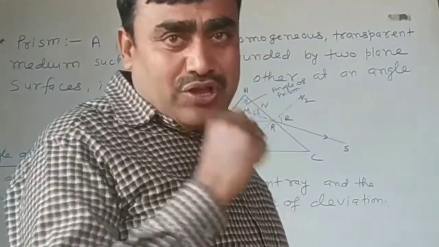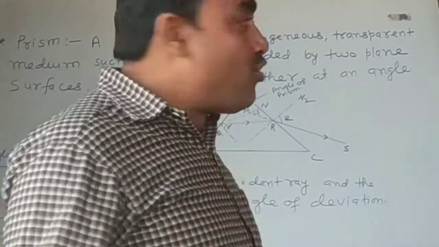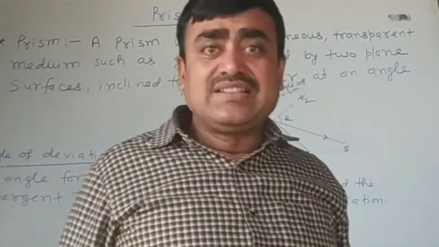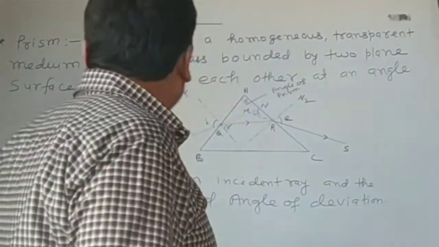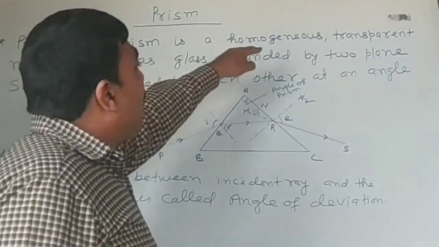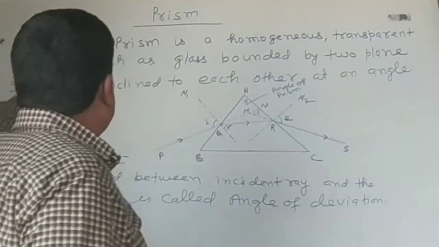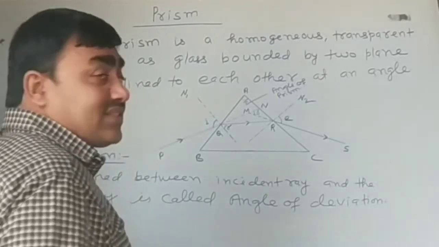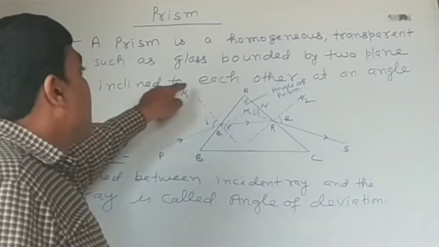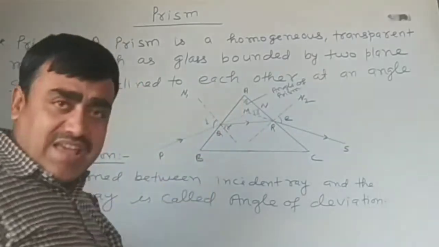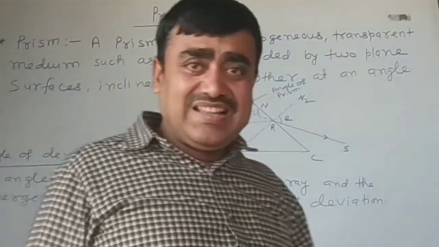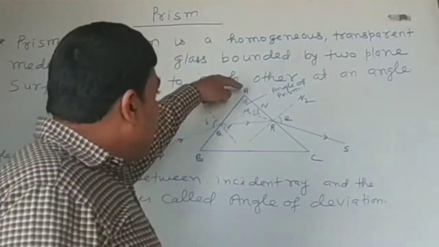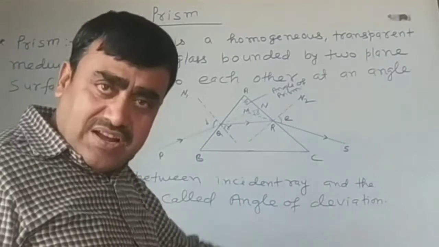In this class, today I am going to explain about prism. Do you know what is the prism? A prism is a homogeneous transparent medium such as glass bounded by two plane surfaces inclined to each other at an angle. Okay? When we draw the boundary of the prism, it appears in the form of a triangle.